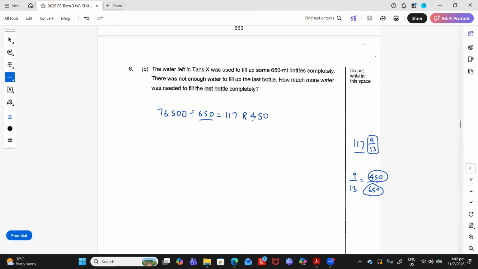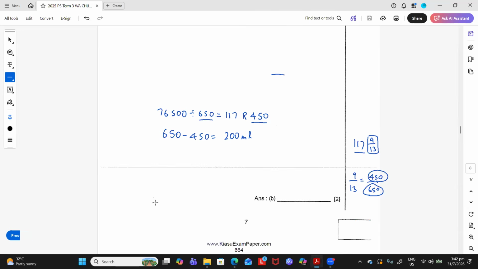Okay? So this remainder is actually the last bottle where the water is filled up to 450 ml only. Now the capacity of the bottle is 650, right? How much more water do you require? 650 minus 450. That will give you 200 ml. So 200 ml more water is needed. Okay, question 7. Let's go and try question 7.